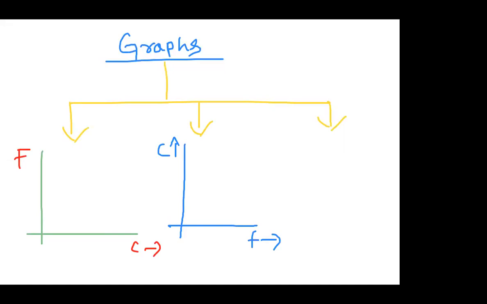And one more graph I want to discuss is Kelvin and centigrade. So these are the three graphs. The first has Fahrenheit on the y-axis and centigrade on the x-axis. Second, centigrade on the y-axis and Fahrenheit on the x-axis. Third, Kelvin on the y-axis and centigrade on the x-axis. So we are going to discuss these three graphs now.